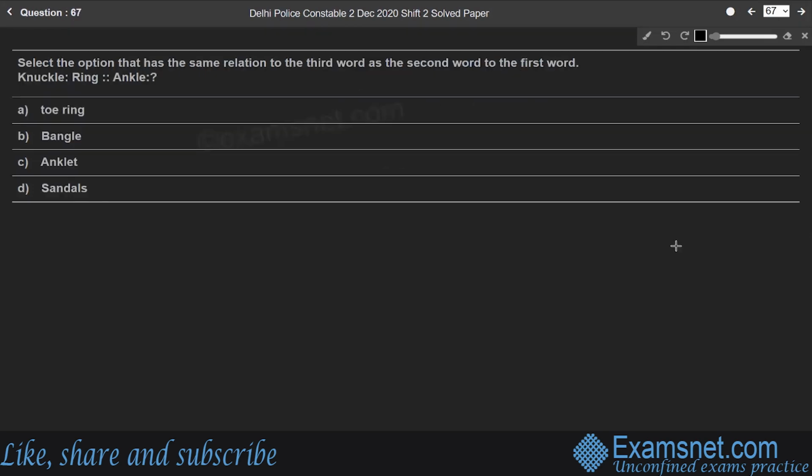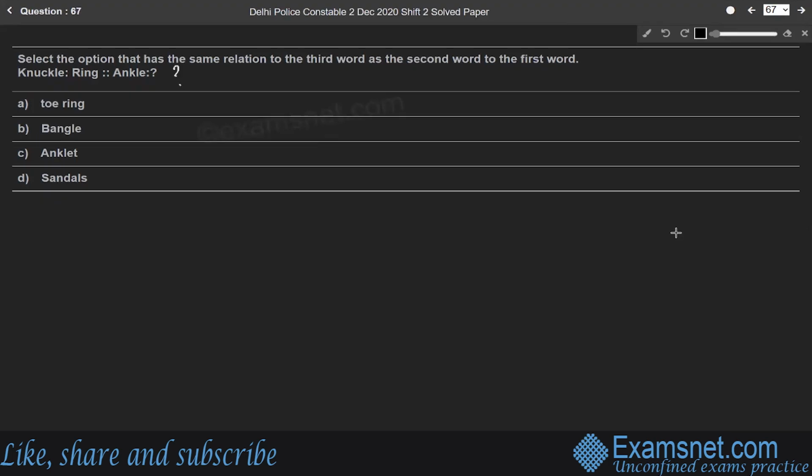Question 67. Select the option that has the same relation to the third word as the second word to the first word. Knuckle, ring, ankle. So what is the next word? Here, knuckle means finger joint. The ring is worn on the finger, right? Ring is worn on the finger joint, where anklet is worn on the ankle. Hence, the correct answer is option C, anklet.